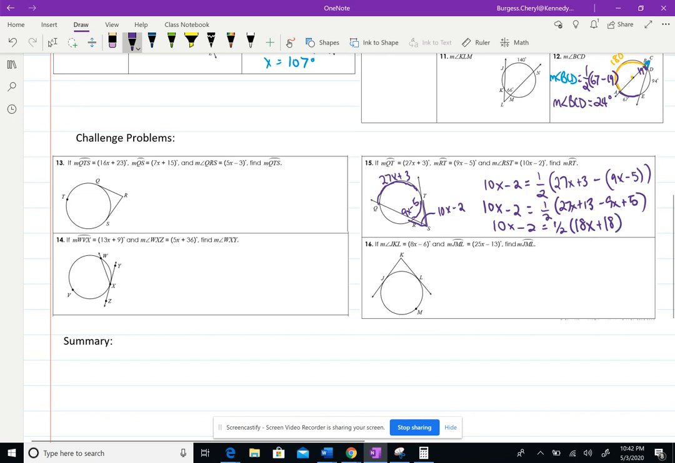Okay, so we can either multiply by 2 to get rid of the 1/2, or we can actually take half of 18x and 18, which is what I'm going to do. So that gives me 10x minus 2 equals 9x plus 9. Subtract 9x from both sides, that gives me x. Add 2 to both sides, that gives me 11. X is 11. I'm going to write it over here.